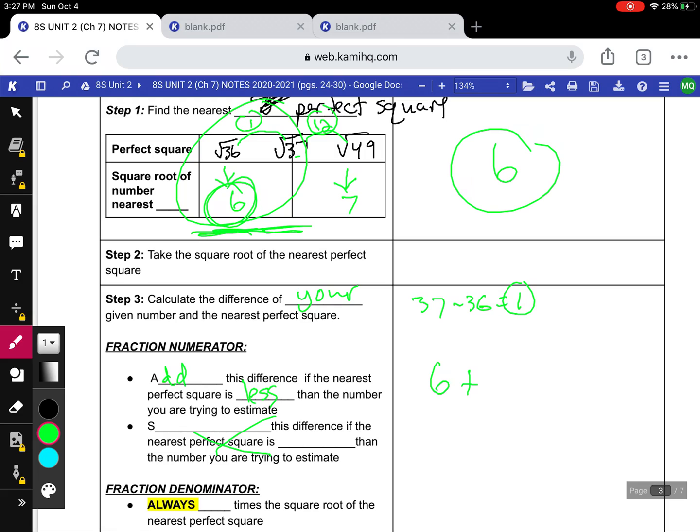But I just like to think of it this way. If I'm to the left, then I want to get a little bigger. If I'm to the right, I want to get a little smaller. So I know that my perfect square I'm closest to is 6.